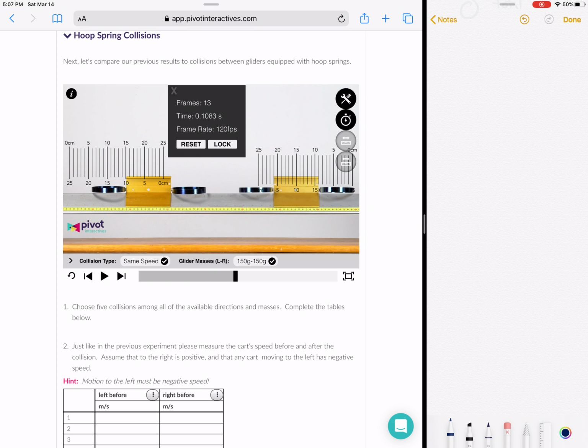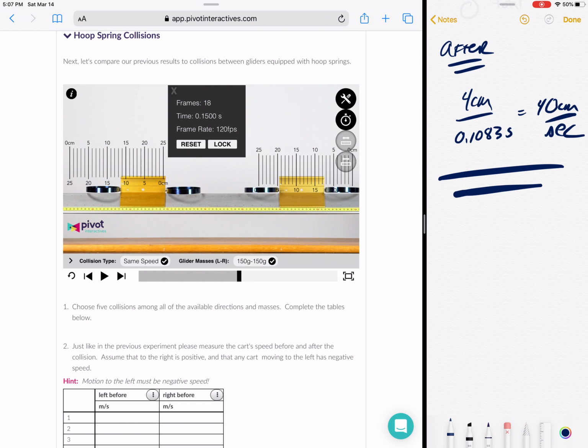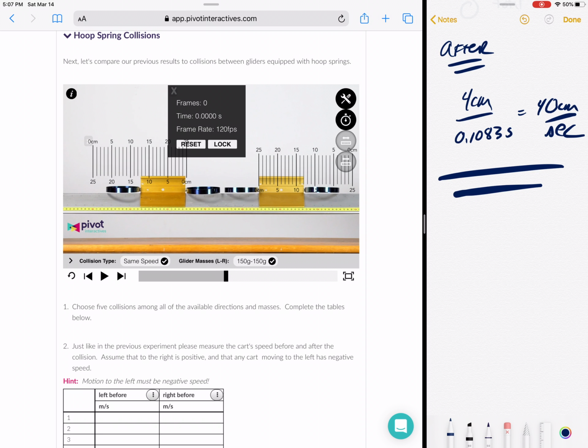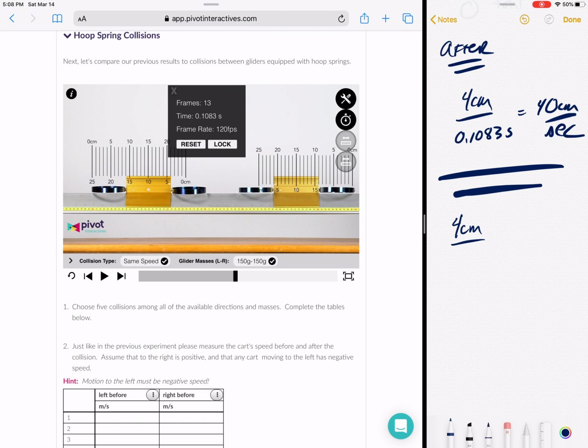That looks familiar. So this is now after the collision. I'm going to say the speed of that cart on the right after the collision is 4 centimeters in 0.1083 seconds. So that's roughly 40 centimeters per second. And then for the left guy, just after, okay, I'm going to bring my ruler over here. My left guy has its rightmost edge at the 0. I'm going to go over to, let's say, 4 centimeters. And the left cart is going 4 centimeters in 0.1083. That is, oh my goodness, 40 centimeters per second, but it's negative.